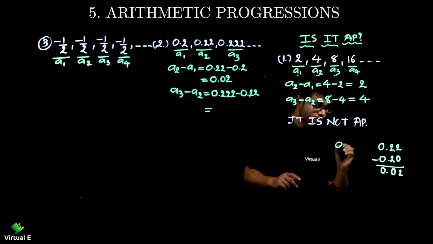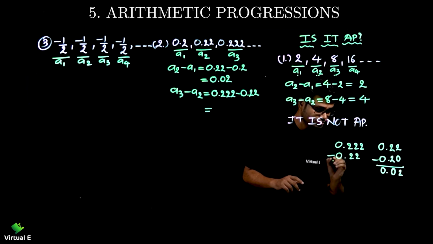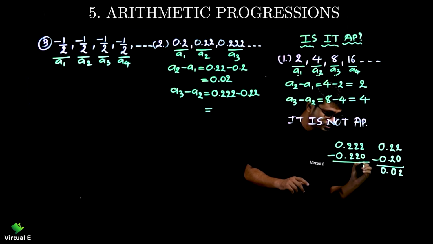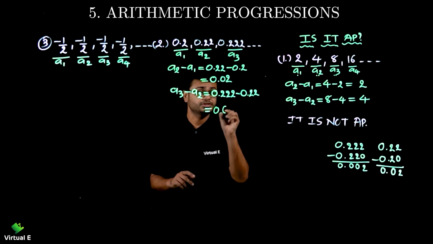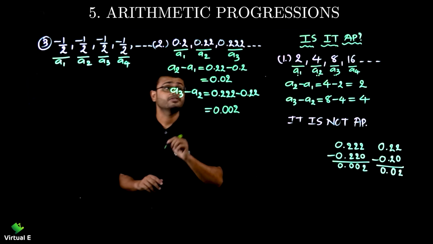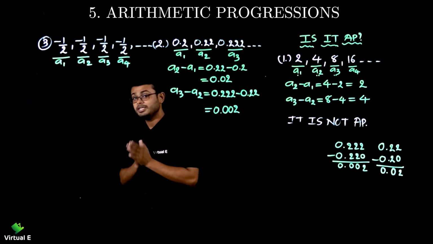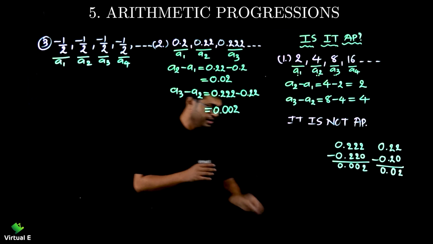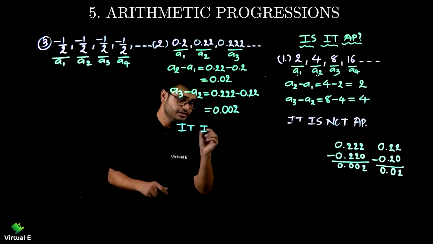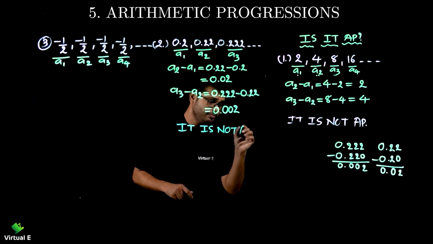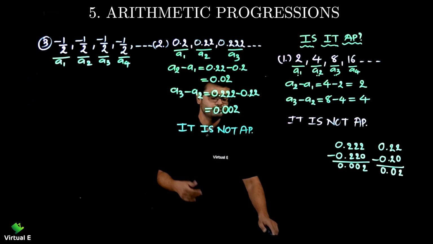A3 minus A2 is equal to 0.222 minus 0.22. Let's subtract again, and let's keep 0 over here. So we get 0.002, that is the difference. Now, are these both differences equal? No. Is it AP? No, it is not AP. So we can write it is not AP. Simple. Done. No need to find the third difference. We don't even have the fourth term, so we cannot find it.